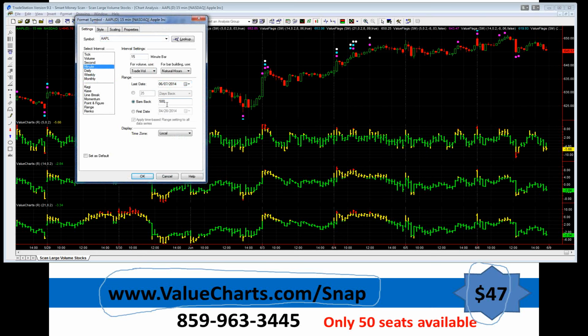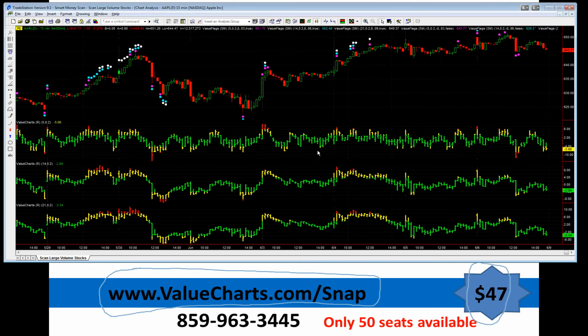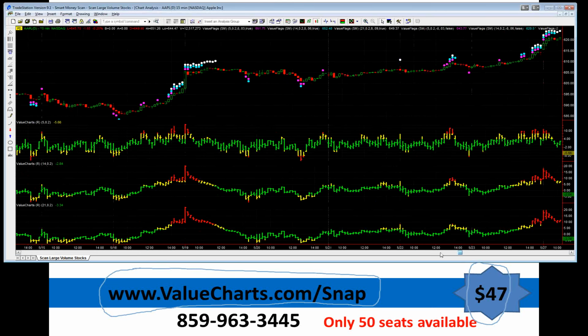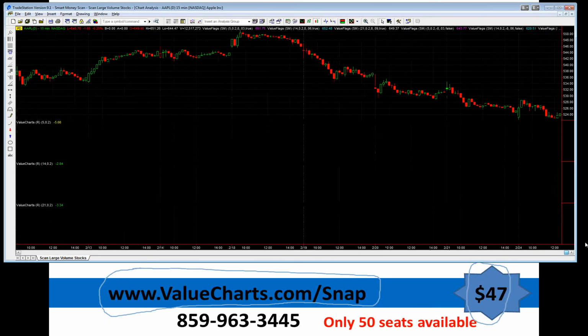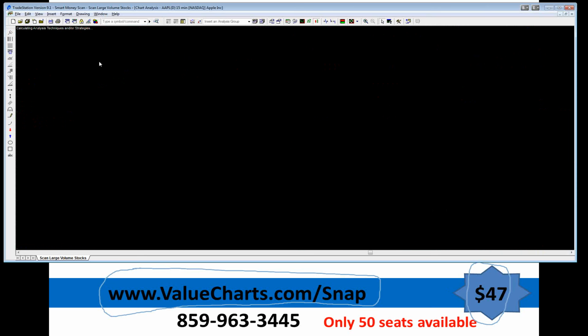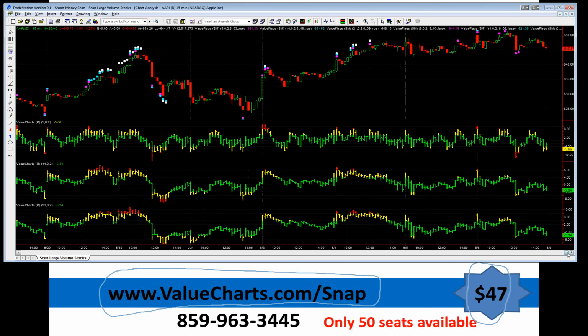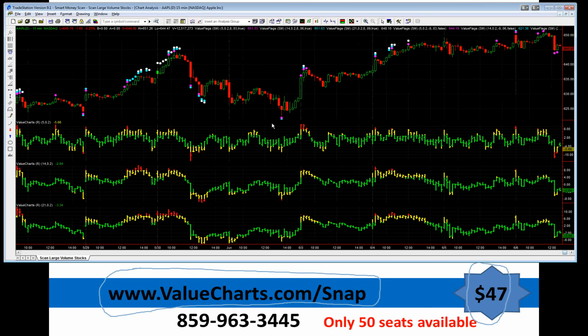I'm gonna get more data. Let's go 5,000 bars back. All right. Okay, so down here, TradeStation is not behaving. When they do the pending data right here, it takes a second to update all the indicators. All right. So you can see right down here, we had two of the three register.